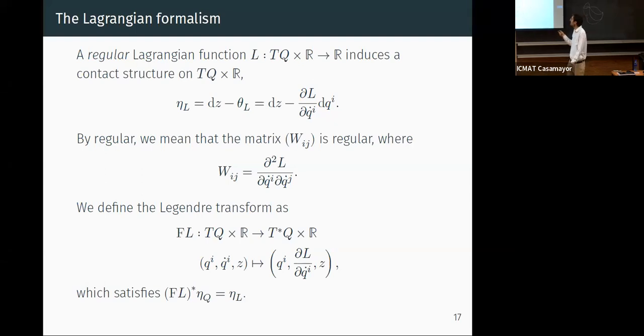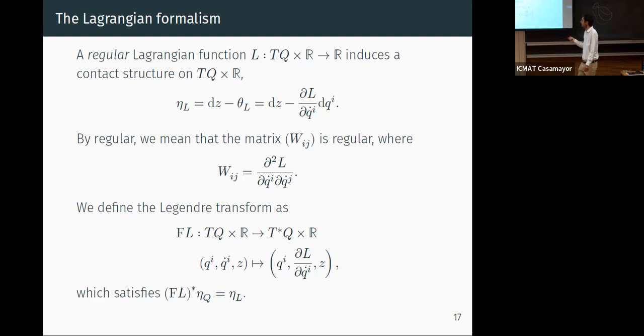Now, a Lagrangian is a function on the tangent bundle times R. Unlike the cotangent bundle, this has no natural contact structure, but we can use the structure of the tangent bundle and the Lagrangian to create one. Indeed, from these structures, you can create this form over here. In case the Lagrangian is regular, which means that the Hessian matrix of the Lagrangian with respect to the velocity is a regular matrix, then this is a contact form.